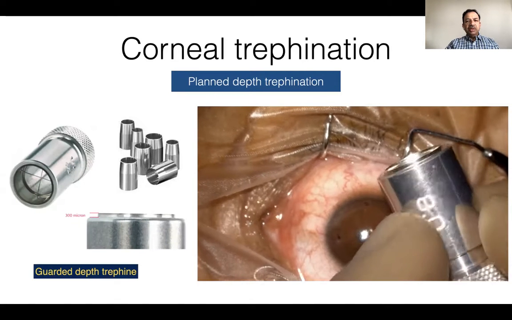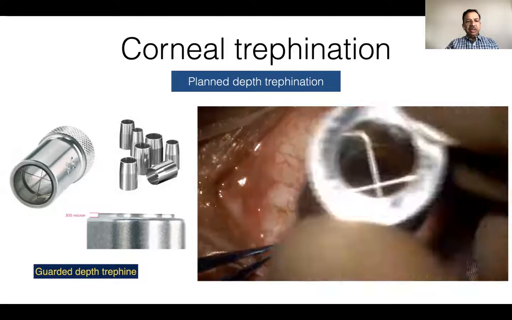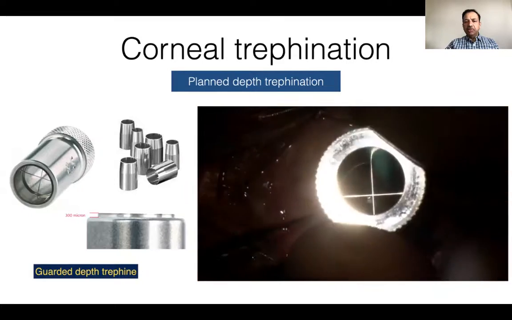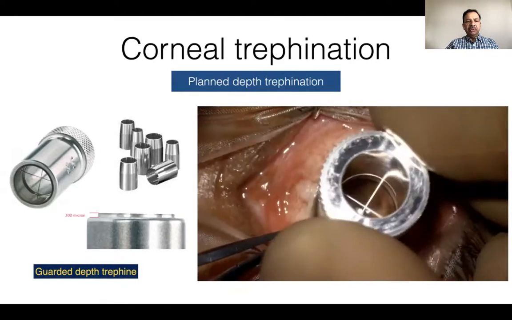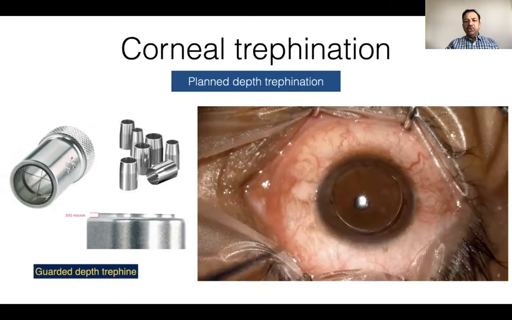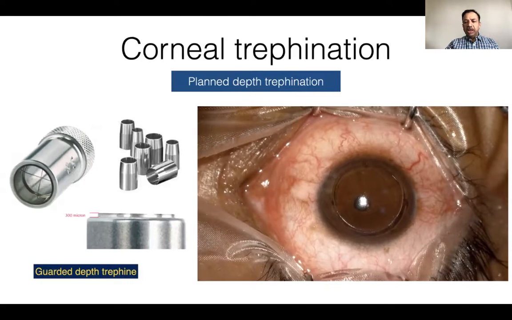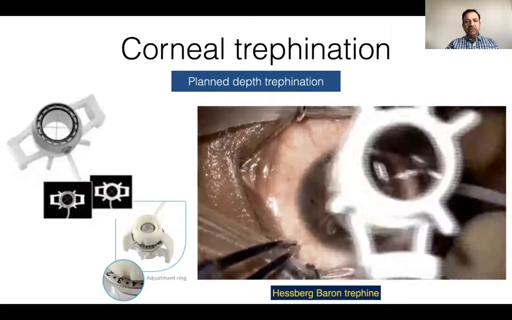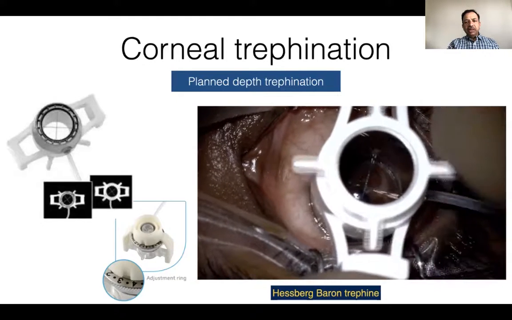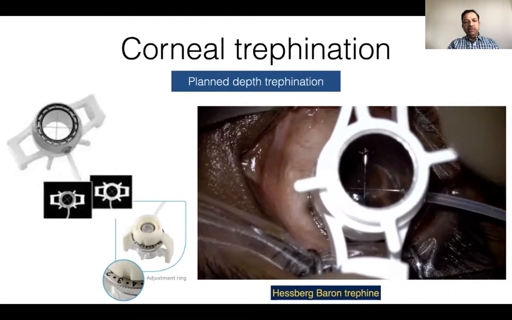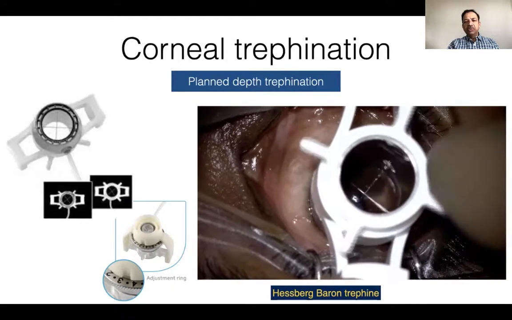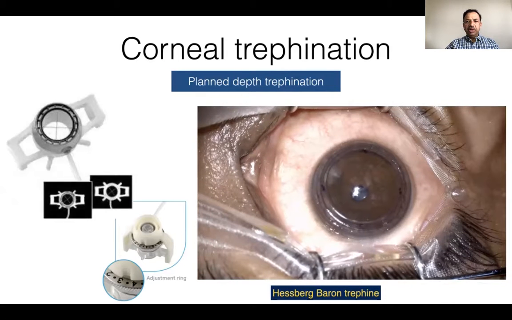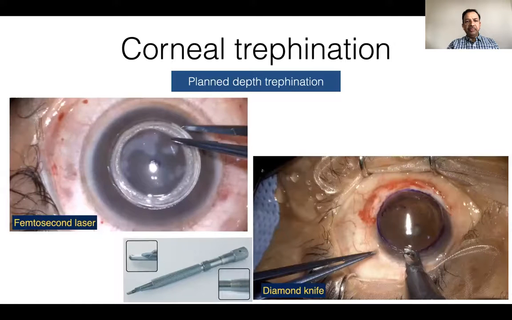Various trephines: these are trephines with fixed depth, guarded depth trephines from Coronet. They come in 300, 350, or 400, so you can use them as conventional handheld trephines. Centration is an issue though while using these trephines. The common trephine that I use is the Hessburg-Barron trephine, where each quarter turn moves the blade down to a depth of 60 microns. And this allows a better centration and a nice cut depth all around.